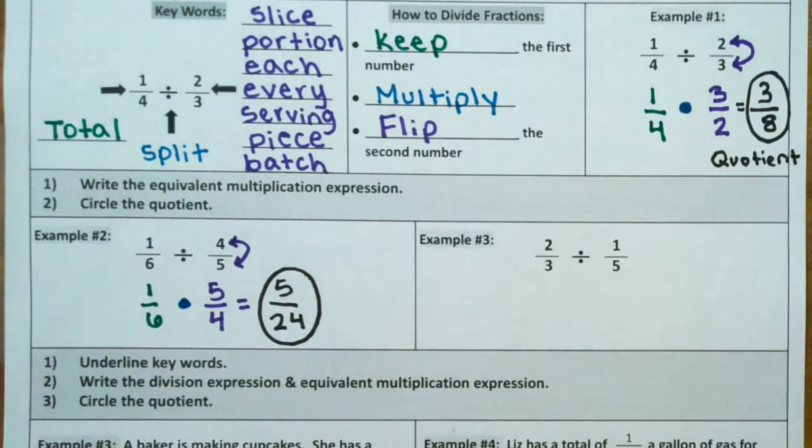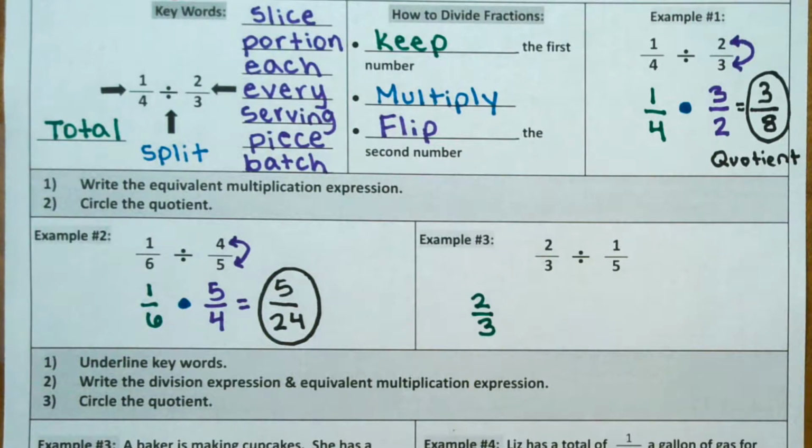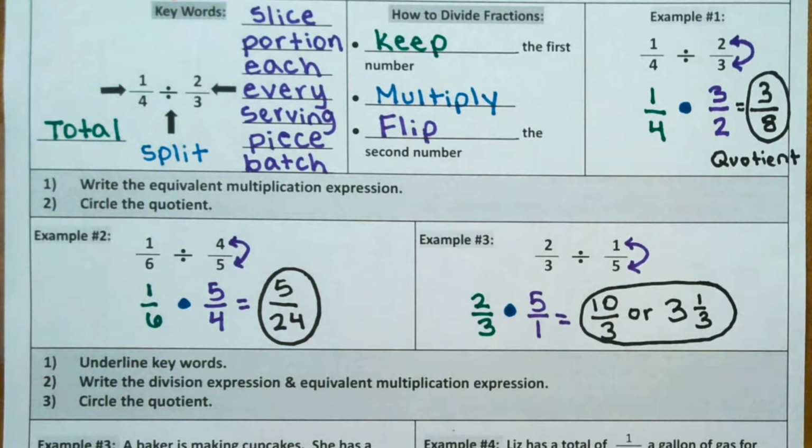Let's check over our work for example 3. For example 3, you should have kept the first number, multiplied, and flipped our second number. 2/3 times 5/1 is 10/3. Another way to write 10/3 is as a mixed number, 3 and 1/3, but you can also just leave it as 10/3 for now.